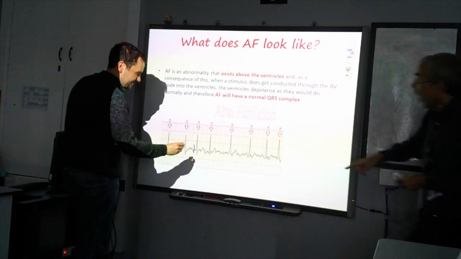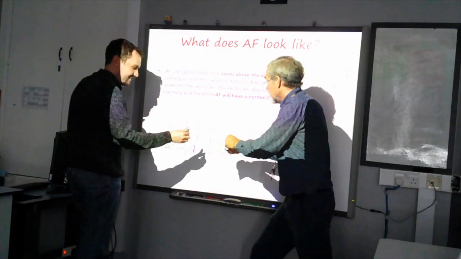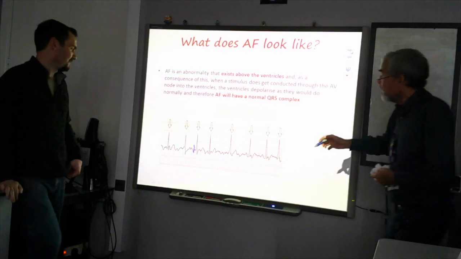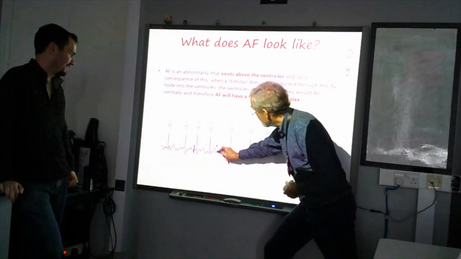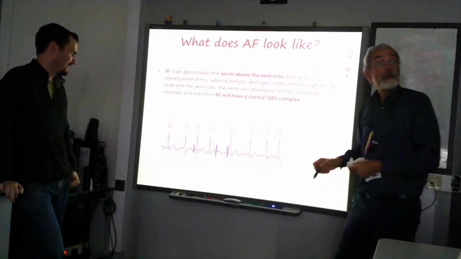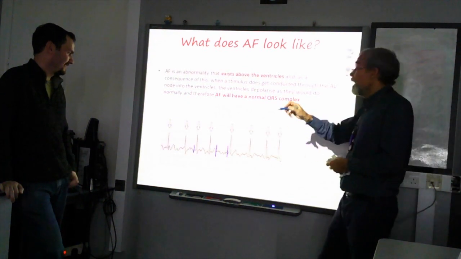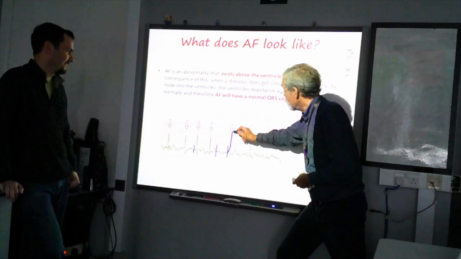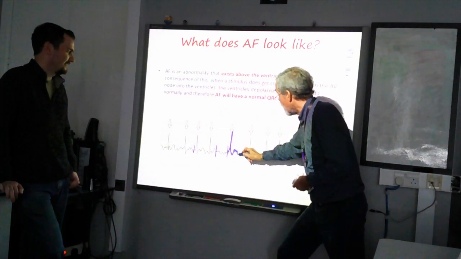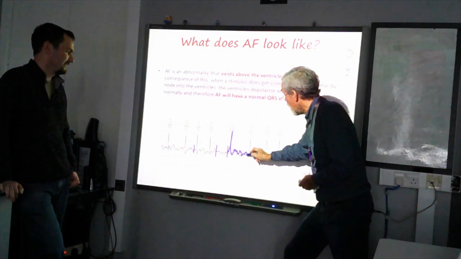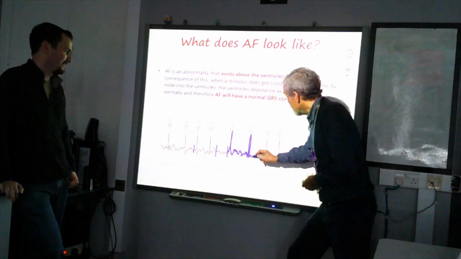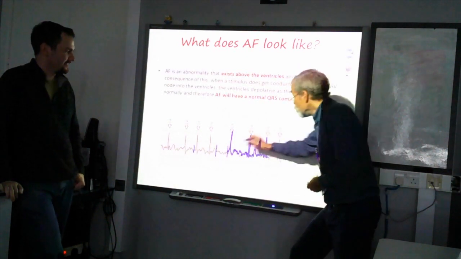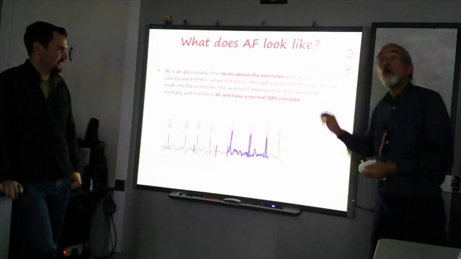Just stay there for a second, Phil. So everything from here to here is an F wave. Every now and again, Phil, one of those F waves is going to go down the septum and go Q, R, and S. And then you're back to F waves. And then every now and again, Q, R, and S. And then back to F waves. Q, R, and S.